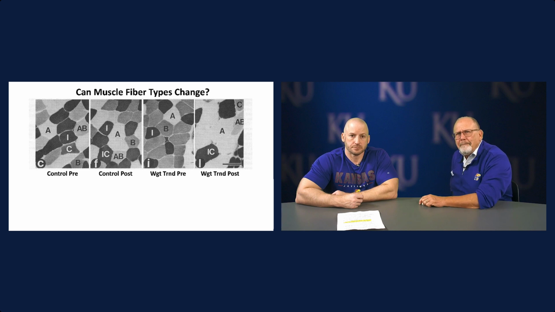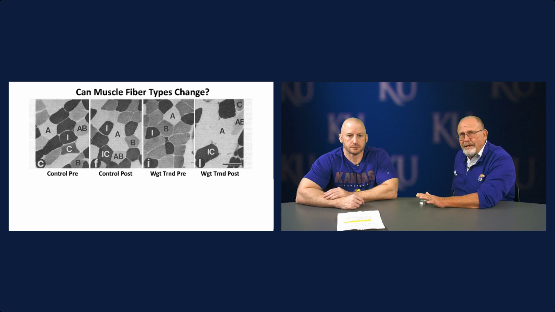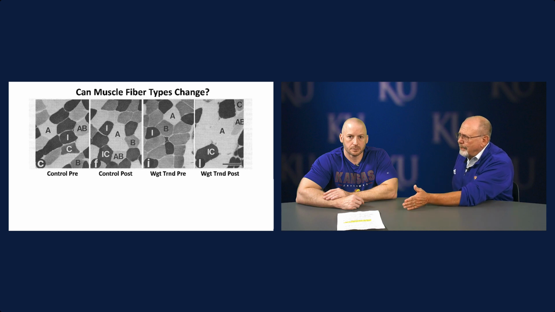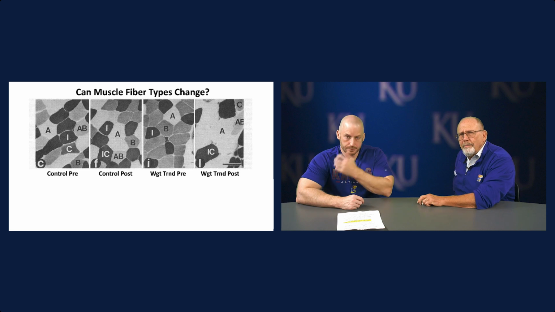On the left side, we have a control subject. This was around 6, no, 8 weeks of strength training. The control pre was the fiber type from the control subject who did no weight training, and then 8 weeks later, we got another biopsy. Actually, they did biopsies before the study, after 2 weeks, 4 weeks, 6 weeks, and after 8 weeks, so they could see the progression going through this strength training for the lower body.